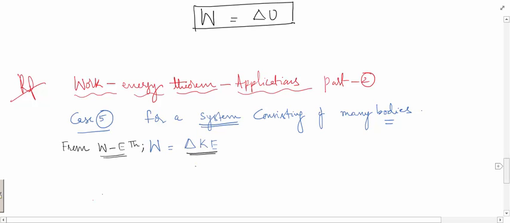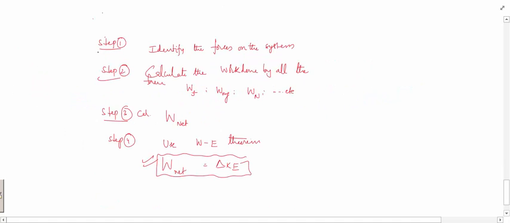So, in order to apply work energy theorem to the system, step number 1, you have to identify the forces acting on the system. Once the forces are identified, calculate the work done by all the forces. Work done by gravity, work done by friction, the normal force, etc. So after calculating the work done by each force individually, calculate the net work done by all the forces.